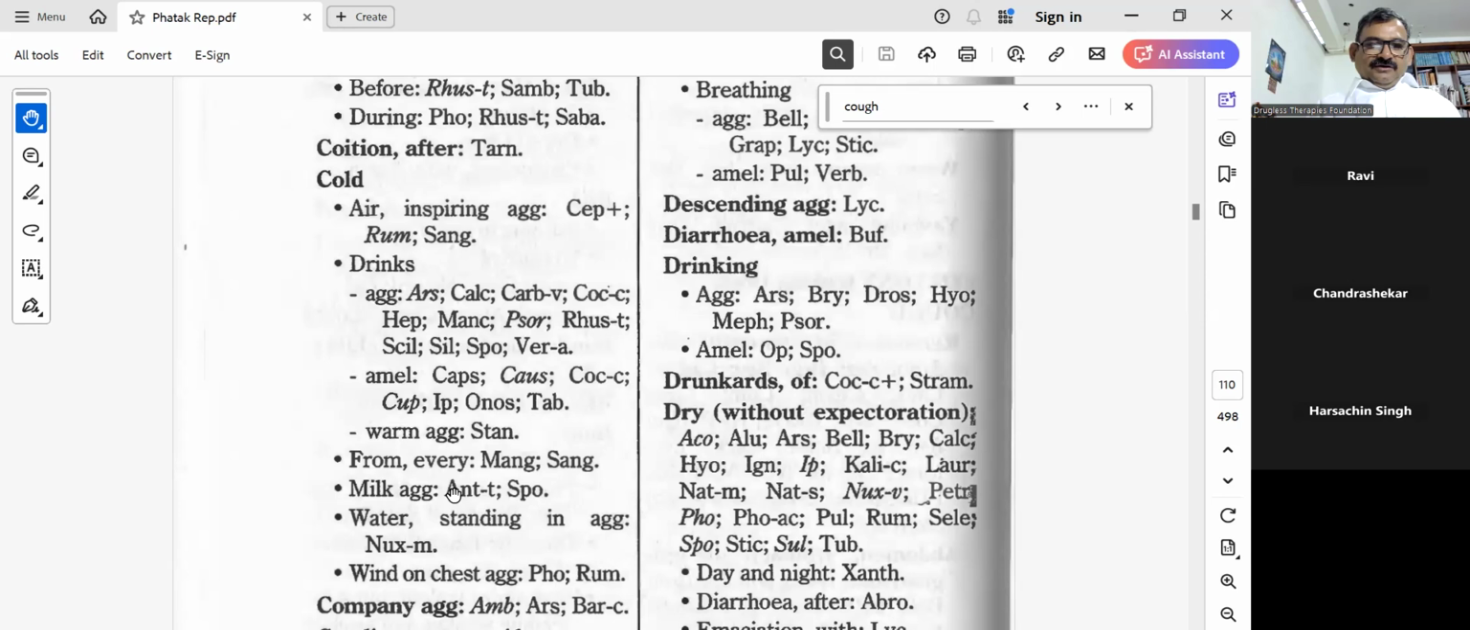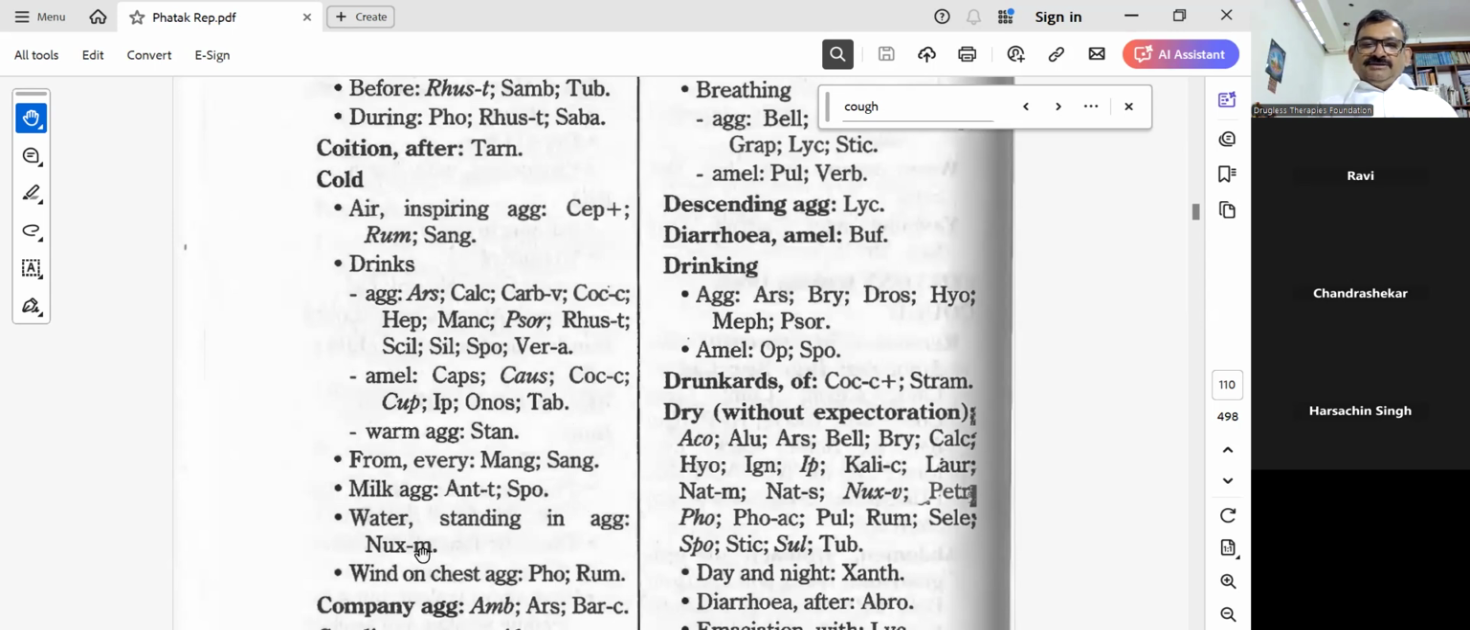Okay. See, this dot means it pertains to cold. From any cold, they are going to get sanguinaria and manganum. Milk aggravation. See, cold milk aggravation, that is antimonium tartaricum and spongia.